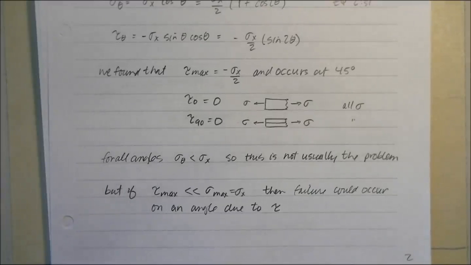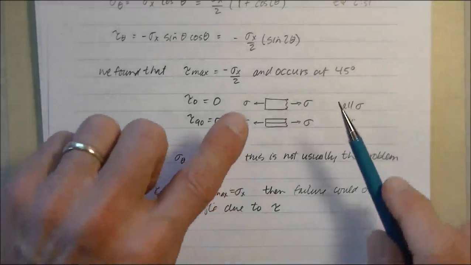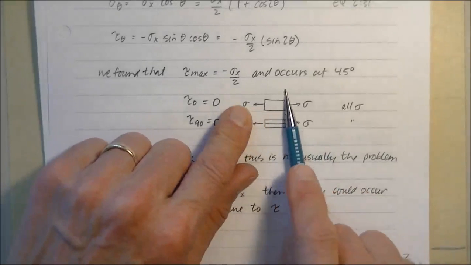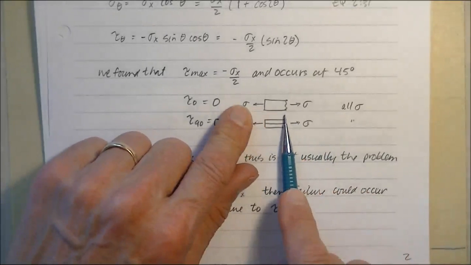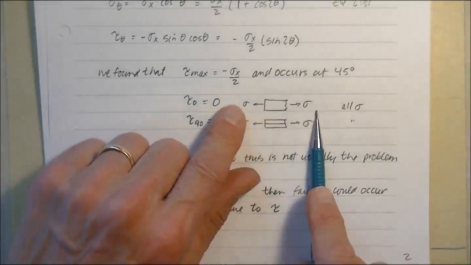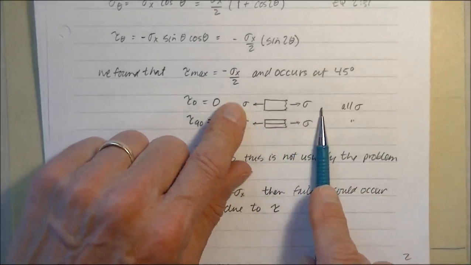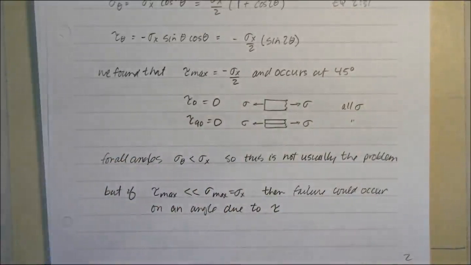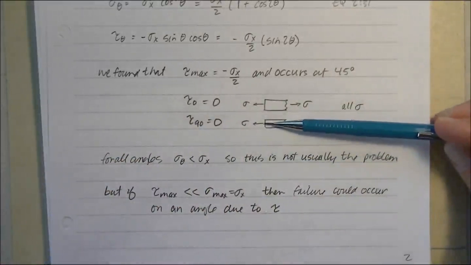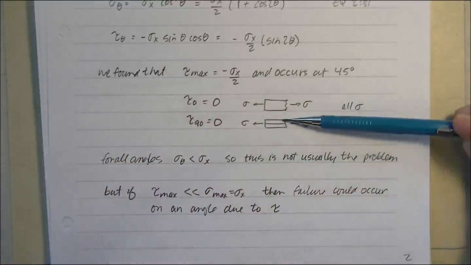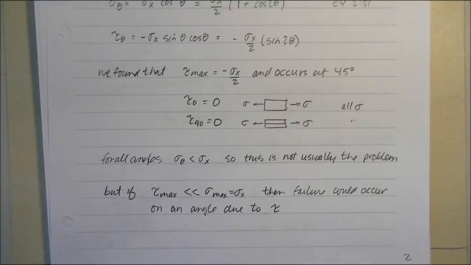45-degree angle. If you're pulling on this thing and the angle is 0, meaning straight up and down, then all we're talking about is straight axial stress, straight sigma. There's no shear stress on that axis. The same way here, if the angle is at 90 degrees, then you're taking those two pieces and pulling them straight apart too. So we have all sigma if the angles are 0 or 90 degrees, but if the angle is at 45 degrees, we have the maximum shear.